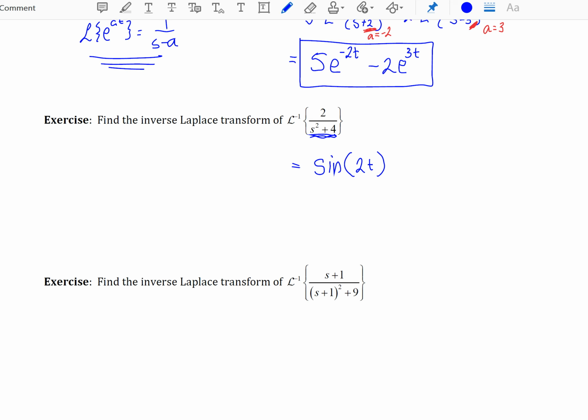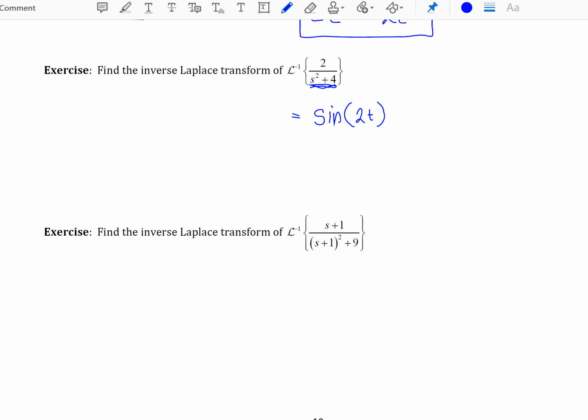Okay, last one on this page. Find the inverse Laplace transform of this function in your S domain. Now there's different ways you can think about this. If you wanted to, you could think about the exponential shift function. This looks a lot like the Laplace transform of just s over s squared plus 9 that has a shift of the s plus 1.